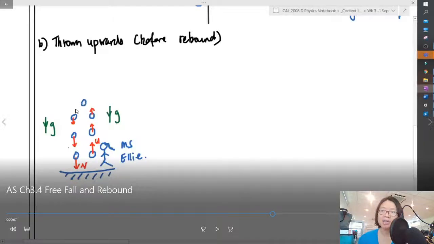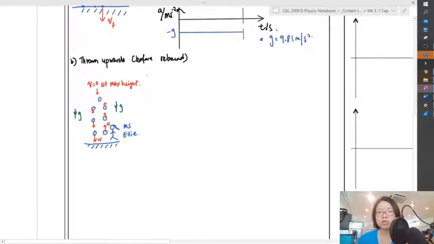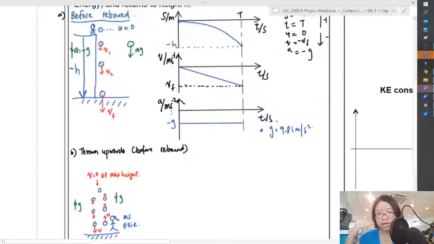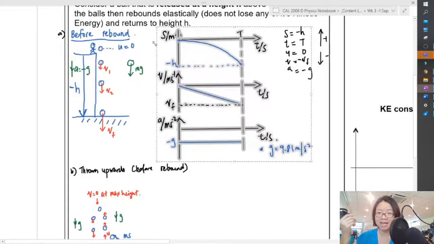Then as the ball is on the way down, gravity and the velocity vector are in the same direction. That's why the ball here is speeding up. And of course, at the highest position, the velocity of the ball is 0, at maximum height. So if we're going to sketch the graph, once again, I will take ground as s equal to 0. And I'm just going to copy the axis of the graph.